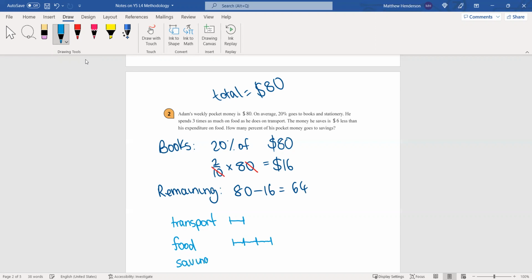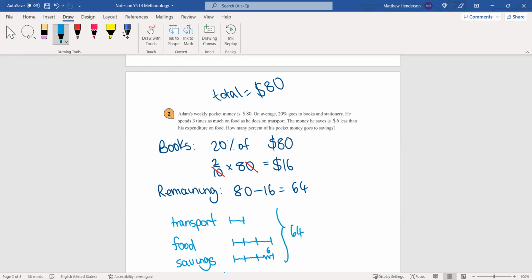So for savings, he would spend 3 line segments, but actually it's $6 less. So I'm going to draw 3, but the third one is going to be cut short by 6. I've drawn a little squiggly line to represent that this is not quite 3 line segments. Now I know that the total of these 3 things adds up to $64 because that's what we worked out the remaining money.